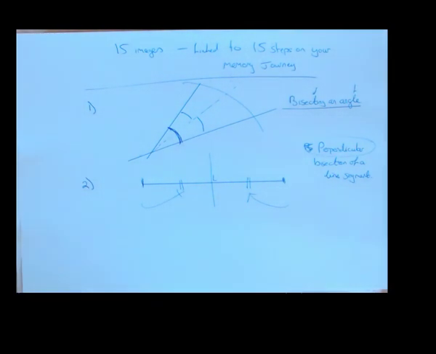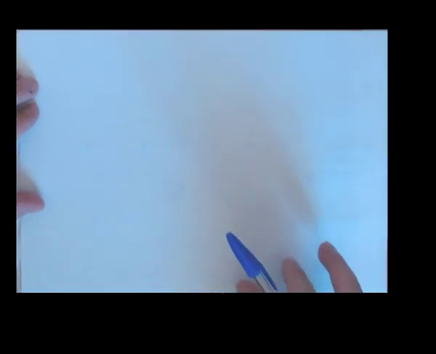So you will still be memorizing your 15 steps on your memory journey, and the 15 images that go with that. But now you'll know that image 1 is bisecting an angle, and image 2 is the perpendicular bisection of a line segment. Image 3. What was I doing with a bird on a wire?